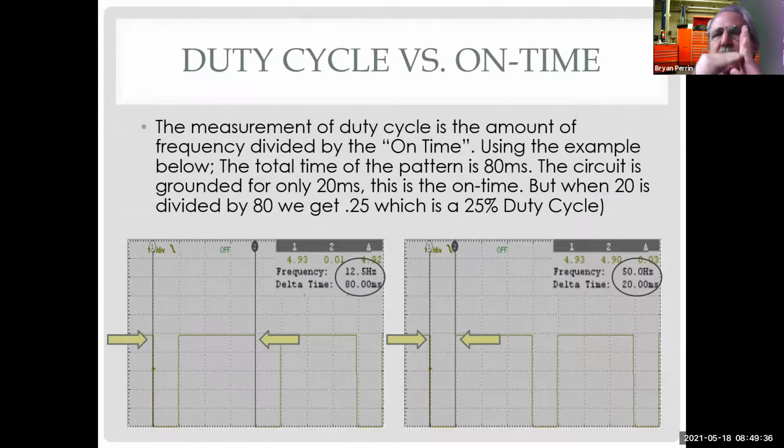And basically, if I used a voltmeter, I would see 25% of the applied voltage in this particular example, because it's cycling so fast. I would only see it divide the voltage by the percentage.